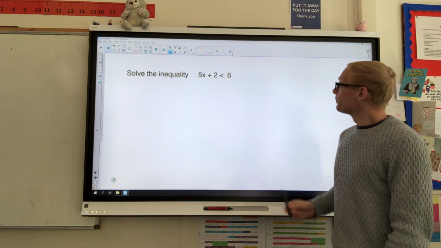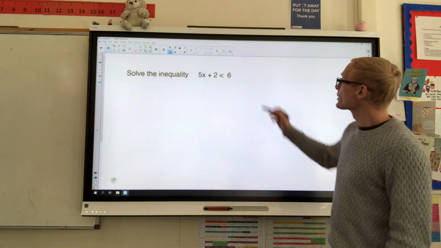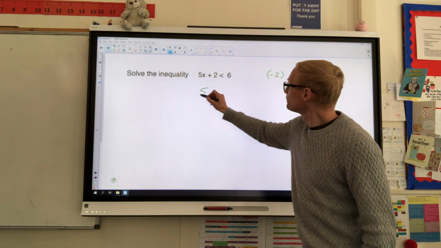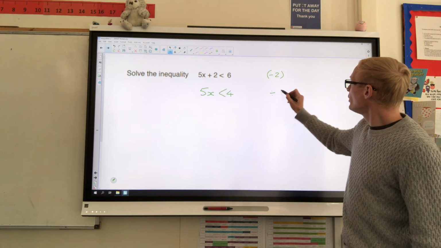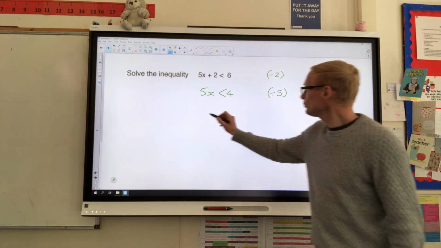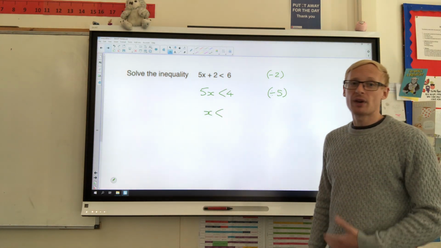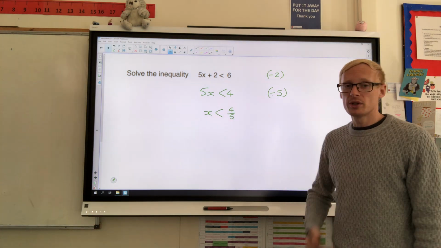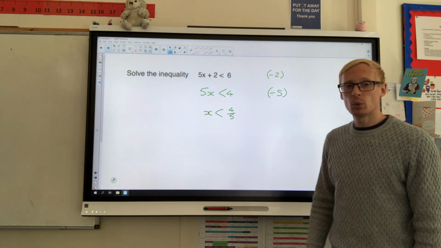Very similar with this one. So again, we're just looking to get x on its own to work out the value of x. So first thing I would do is to take away 2 from both sides. I'm then looking to divide by 5. And in terms of an answer, you can write this as a fraction or a decimal, it doesn't matter too much. So 4/5 or 0.8, either of those is absolutely fine. And again, that's your answer, that's where you'd stop.